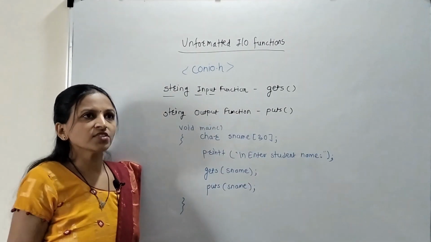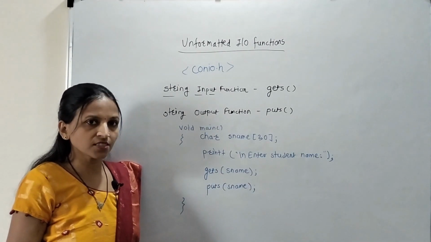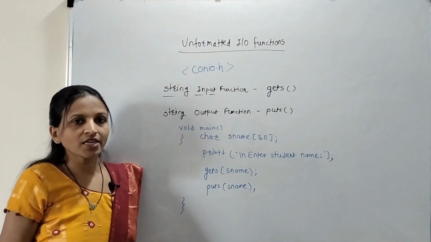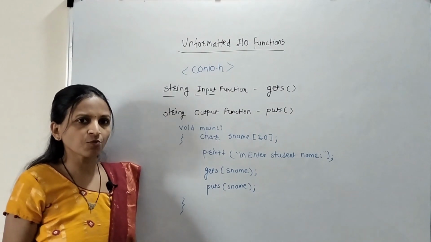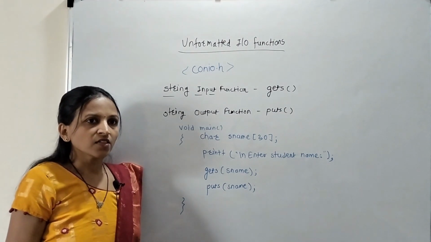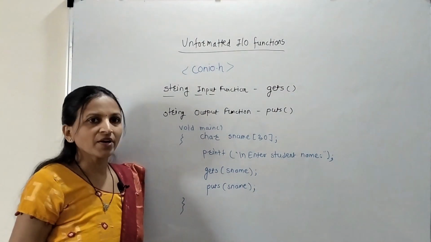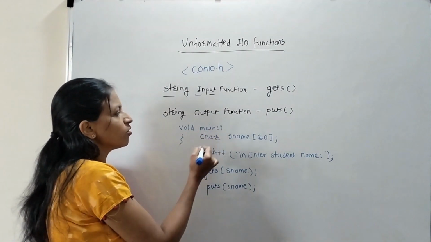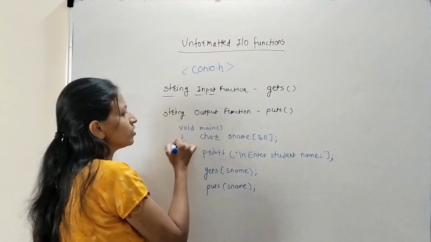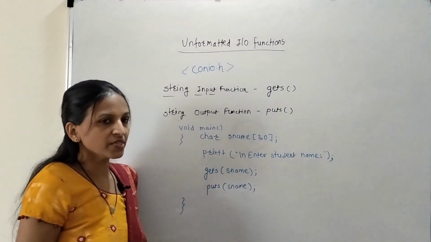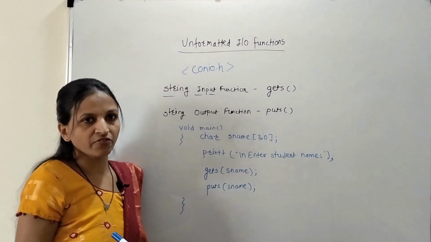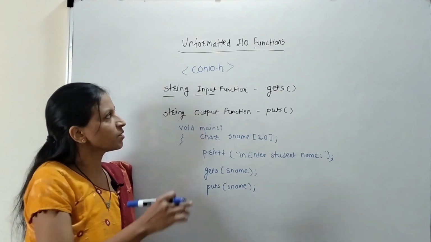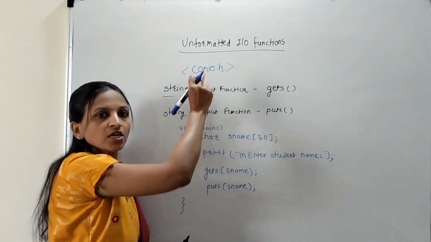Now how to use these functions? For understanding this, I am explaining one example here. Suppose I want to accept a student name in my program and display the same whatever is accepted. Then we can write the program like this. This void main is the main function of our C program. Before using gets and puts, we compulsorily have to include the conio.h header file in our program, because whatever unformatted IO functions are present are in this conio.h header file.